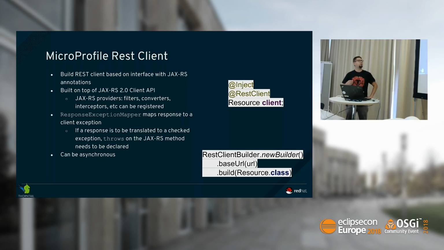Another building block of MP is the REST client. With it, based on a Java interface, you can build, let's call it, a stub of a client. You can then inject it into your application, or you can also create it programmatically. It's built on top of the JAX-RS 2.0 client API, so you can add JSON converters or interceptors to that. MicroProfile REST client also adds a response exception mapper, so you can map some erroneous responses, like, for example, 404, to Java exceptions, like, I don't know, NotFoundException. And it also can be asynchronous.